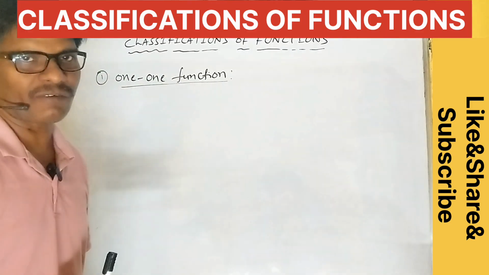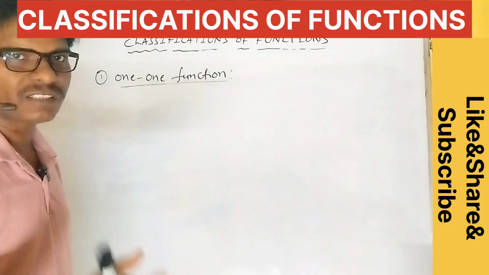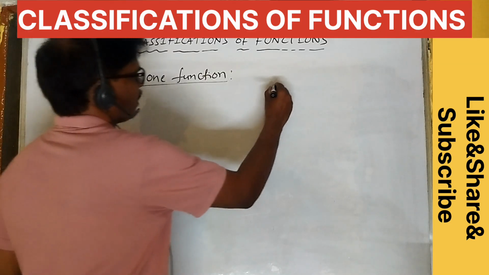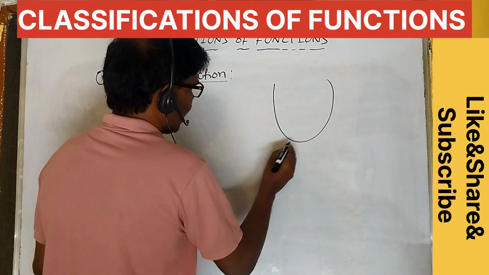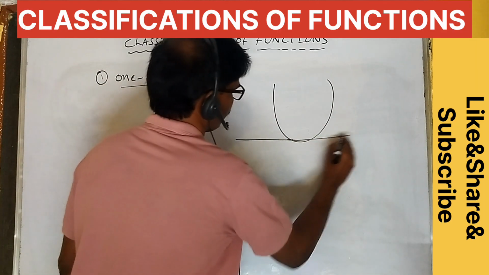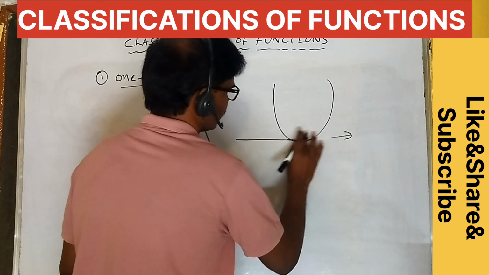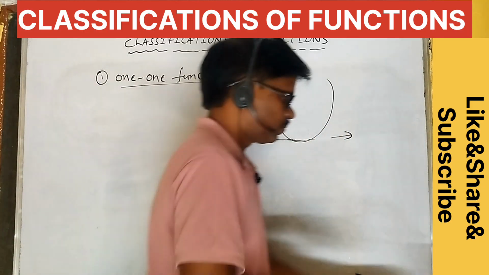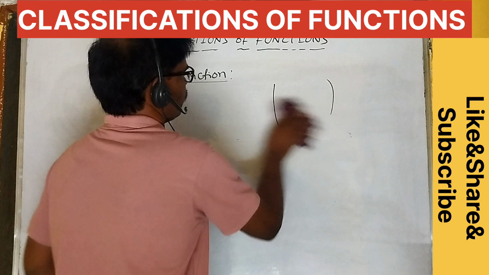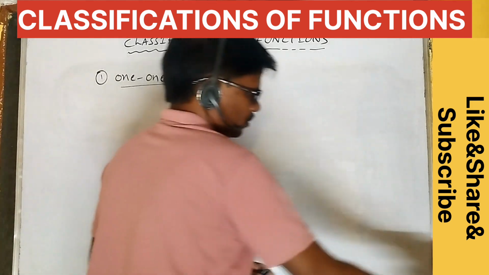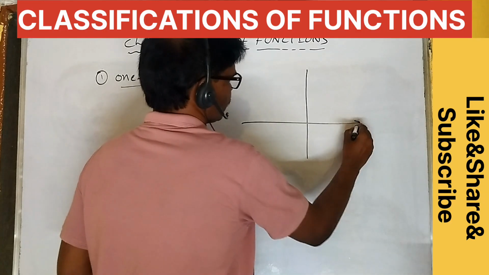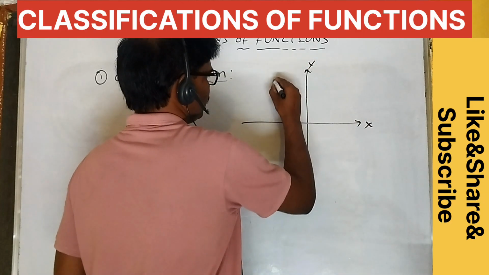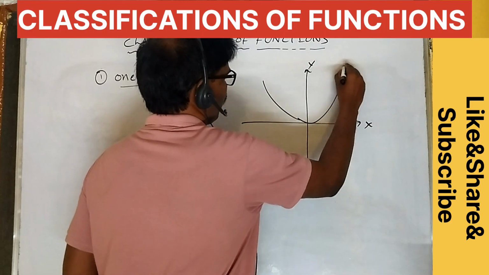How to check a one-one function? Okay, two methods are there. First method is the graphical method. This is the graph, this is the parabola, and this is a horizontal line. This is the x-axis. Draw the parabola. This is the x-axis, this is the y-axis, the upward parabola.